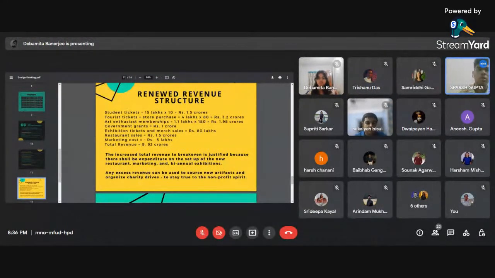The increased revenue is also a compensation to whatever capital we have invested in making the restaurants and organization and everything. And given that we have a greater footfall, we'll have higher maintenance costs. So the case of break even will be achieved, given that even if there is excess revenue, it can be used to source new artifacts and organize charity drives. It is said that you cannot do too much charity.